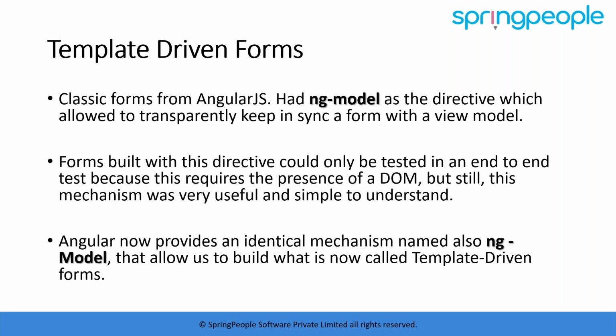After AngularJS, from the second version of Angular, which is Angular 2 onwards, they started providing us with a mechanism called ngModel. Again, the hyphen is wrong there. There is no hyphen between ng and model. It's a single word, ngModel, that allows us to build what today we call template-driven forms. They are those very same forms that allow us to have two-way binding between the model and the view.